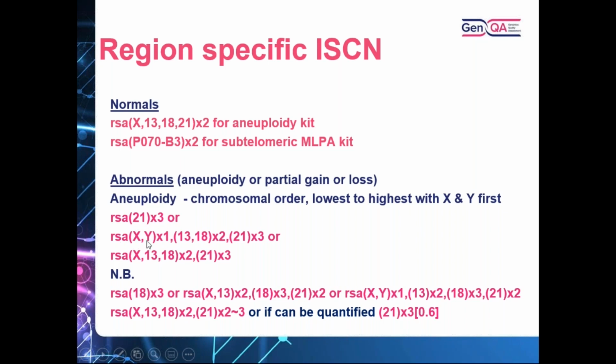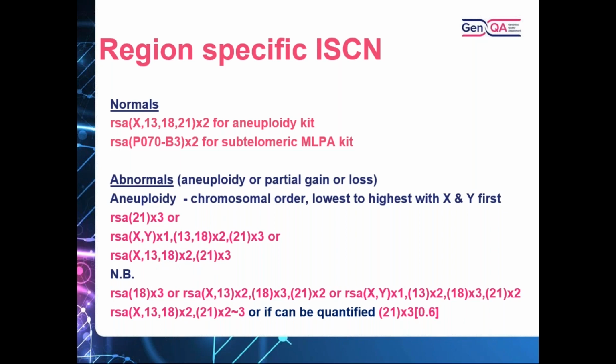If it's male, RSA XY times 1, 13, 18 times 2, and because this is obviously times 3, that has to go in a separate order. It goes at the end because it's the last chromosome to look at. Or if it's female, it's much easier because these are all 2 copies. So you can put X, 13, 18 all together, and 21 goes at the end.